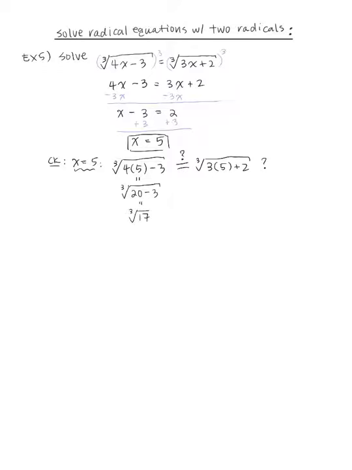All right, so now let's compute the right-hand side. Then you're going to have a cube root of 15 plus 2. So we got cube root of 17. Looking good because look, left-hand side equals the right-hand side, so it checks. So therefore, our solution set is going to be 5.